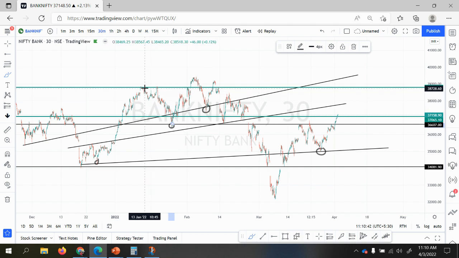So just to say, I cannot deploy a call debit spread, a bull debit spread, here because I know there is a critical resistance. Until this resistance is broken, I'll not go for a call debit spread. But ideally, I can go for a put debit spread, right? Put debit spread is something like bearish. I can go for one put debit spread over here. All right, I can go for one put debit spread somewhere here.